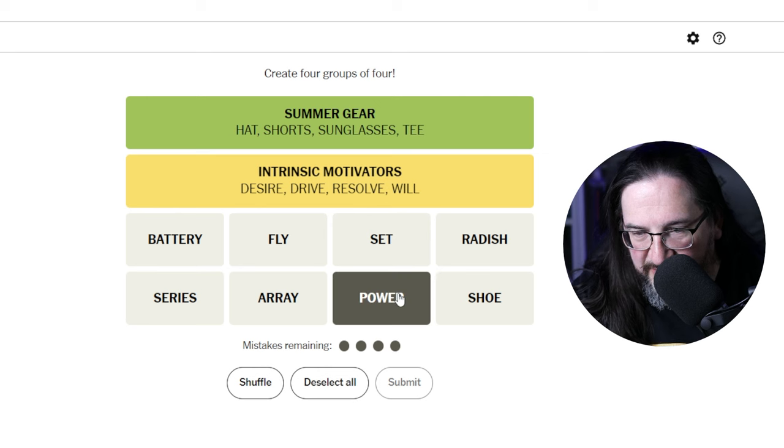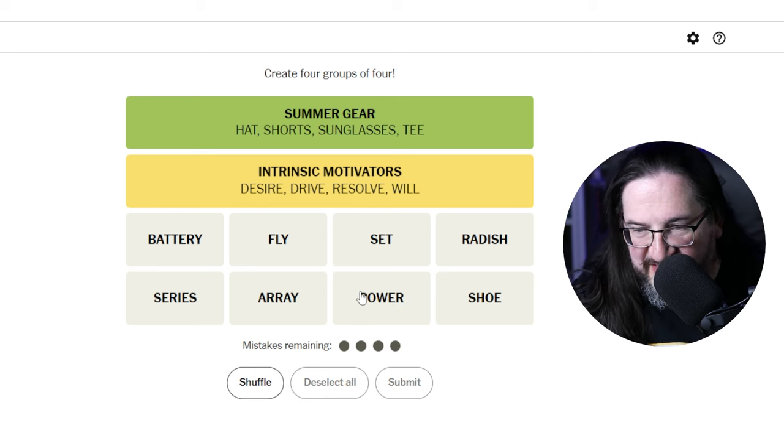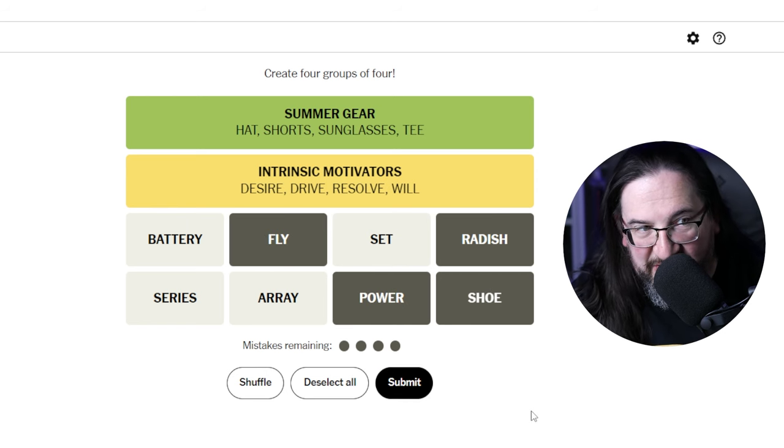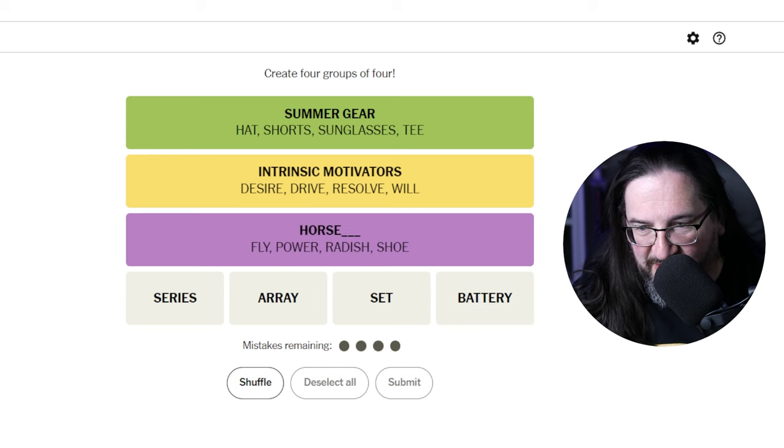Power. So this is interesting. Oh, wait a minute. I see a phrase, though. Something about power, but I also see a phrase. I see shoe, radish, fly, and power. And these are horses: horsefly, horsepower, horseradish, and horseshoe. I bet you this is the purple. Show me some horses here. There we are. Horses.